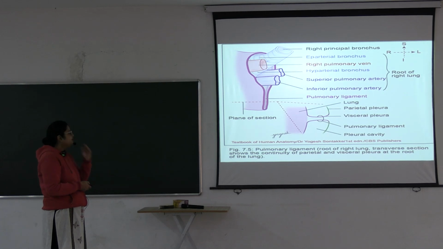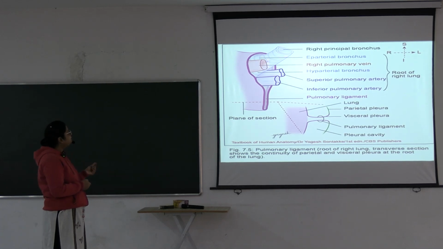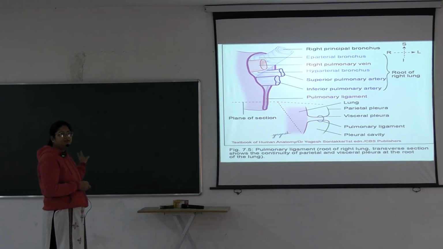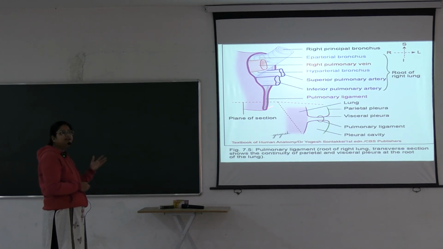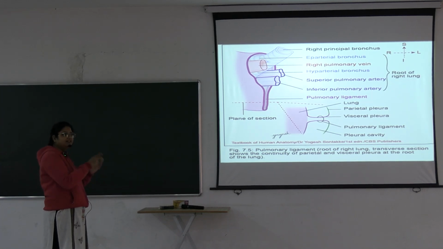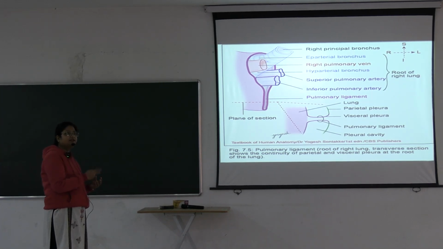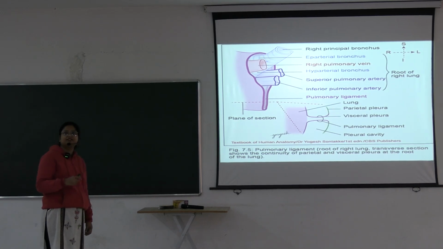Okay. For example, the bronchus and pulmonary artery are entering into the lung, pulmonary veins are coming out from the lung, and some lymphatics are also coming out. So these structures together form the root of the lung. They are entering the lung through the hilum. Here the hilum is the gateway through which structures enter the lung.